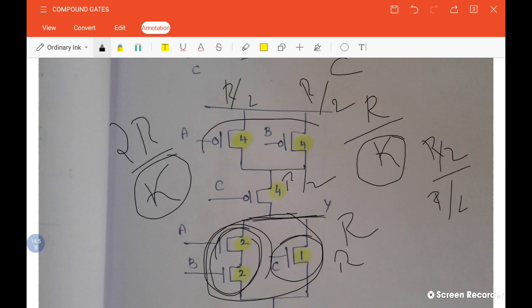No. That means this part is parallel. The parallel part means in the worst case any one resistance is going to be connected. So either R by 2 or this R by 2. So one R by 2 is from the parallel part and another R by 2 from the C. So totally this is satisfying the R resistance value. So this gives you the R resistance entirely from the pull up network. So in that way you have to define the sizes.